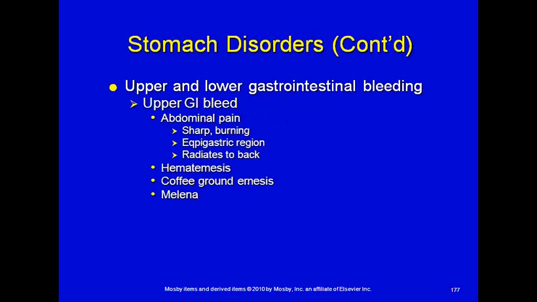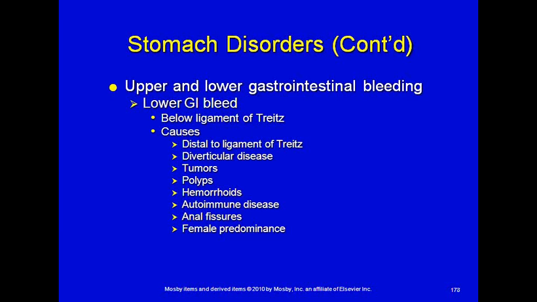When you have upper GI bleeds, there'll be abdominal pain. It'll be sharp and burning in the epigastric region, may radiate to the back. They may be throwing up some blood. It may be coffee ground, or there may be some frank blood, depending on how serious the bleeding is. And if it's a very slow bleed, the development of the melena or the black tarry stools for upper GI bleeds. Lower GI bleeds are GI bleeds below the ligament of Treitz.